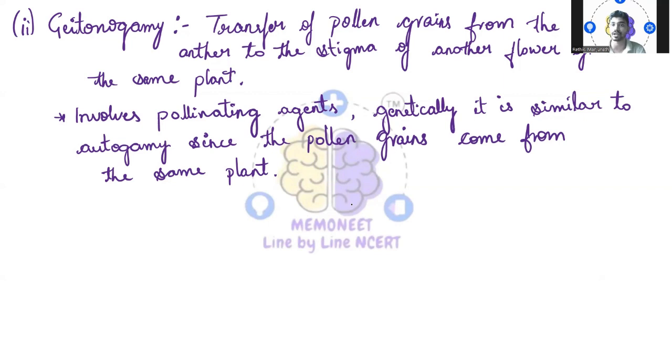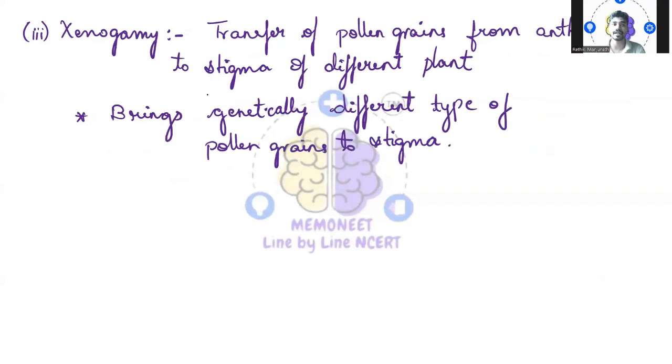But when I'm talking about geitonogamy, pollination is not happening within the flower, but between two flowers in the same plant. Okay, you need to understand, when I'm talking about autogamy, in the same plant the pollination is happening within the same flower. In the same flower only, you have the stigma and the anther. So pollination is happening within the same flower. Whereas in geitonogamy, the pollination is happening within the same plant, but in two different flowers. Clear to you?